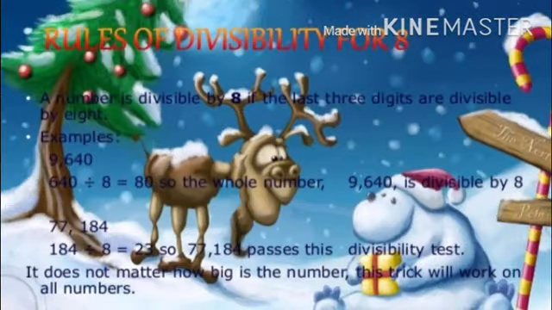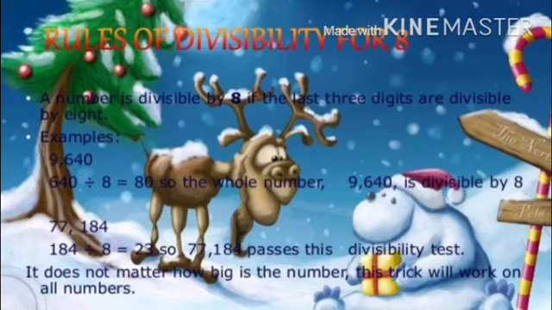Now the divisibility rule for 8. A number is divisible by 8 if the last 3 digits are divisible by 8. For example, 9640. So 640 is divisible by 8? Yes, it becomes 80. 80 is divisible by 8. So the whole number 9640 is divisible by 8.